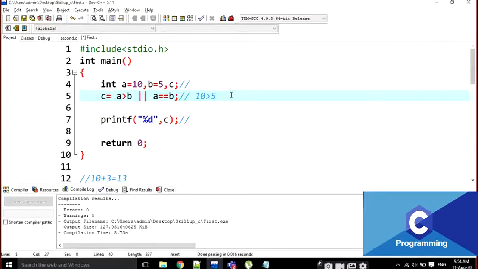For example, if it is like this, is 10 equal to 5? No, false. So it is going to be checked now: 10 is greater than 5, true. So true is written here. Only if the first statement is false will the next one be checked. Okay? This is logical AND and logical OR.